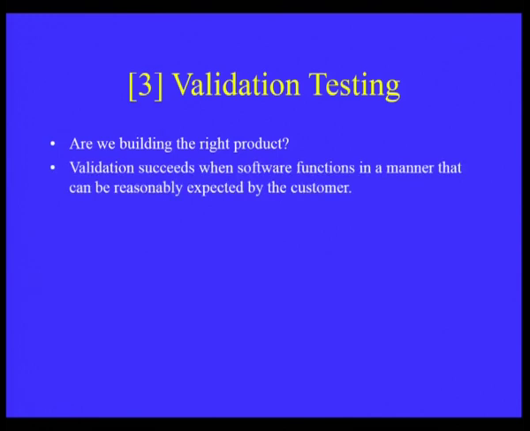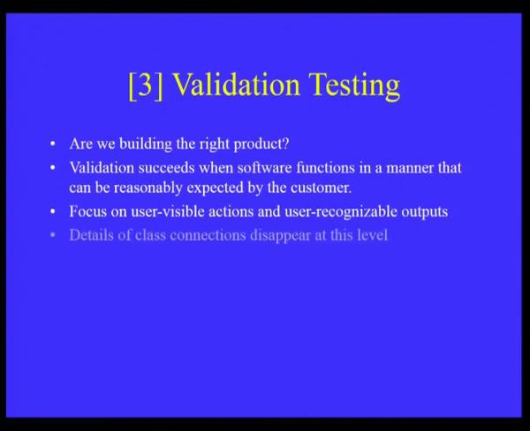Validation testing: is it what the user needs, the external quality factors? Are we building the right product? That is the question we are asking. Validation succeeds when software functions in a manner that can be reasonably expected by the customer. We need to understand that focus on user visible actions and user recognizable outputs. User plays a central role. This we can bring in very early.